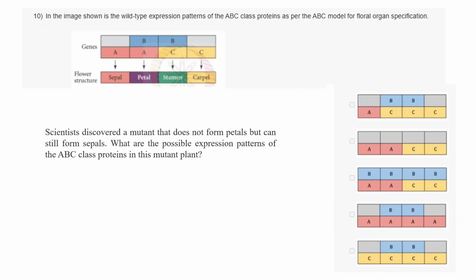Okay, now this is an important question. In the image shown is the wild type expression patterns of the ABC class proteins as per the ABC model for floral organ specification. Scientists discovered a mutant that does not form petals but can still form sepals. What are the possible expression patterns of the ABC class proteins in this mutant plant? And these are your options.